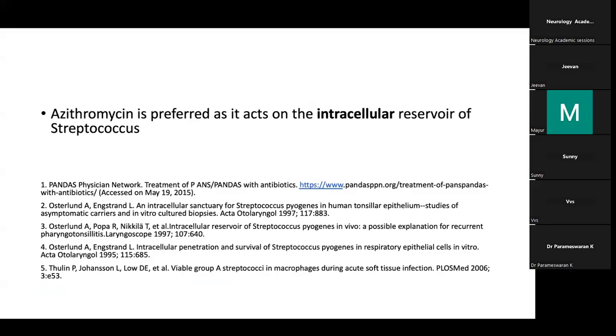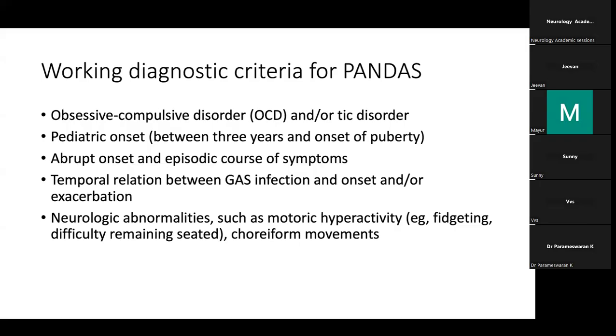Here is the description of working diagnostic criteria for PANDAS. OCD or tic disorder. It should be a pediatric onset between 3 years and onset of puberty, abrupt onset of the symptoms and episodic course of the symptoms. There should be a temporal relation between group A streptococcus infection and onset of the symptom or exacerbation. The neurological abnormalities could vary from hypermotor activities and could also include choreiform movements.